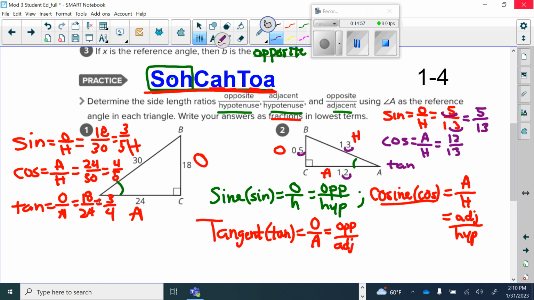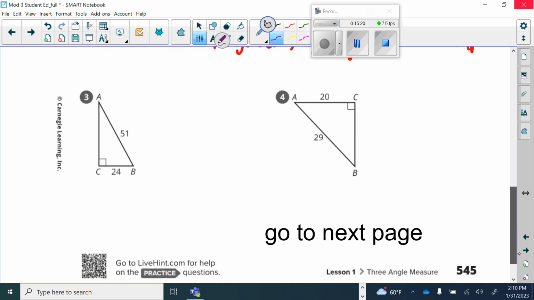And tangent is opposite over adjacent. I want you to write them down each time so you get memorizing these. Okay, obviously you can just look at SOHCAHTOA up there as well, but get it pounded into your head because you use this in algebra, pre-calc, calculus. Get this pounded in. Opposite 5 over the adjacent 12. So there are those answers.